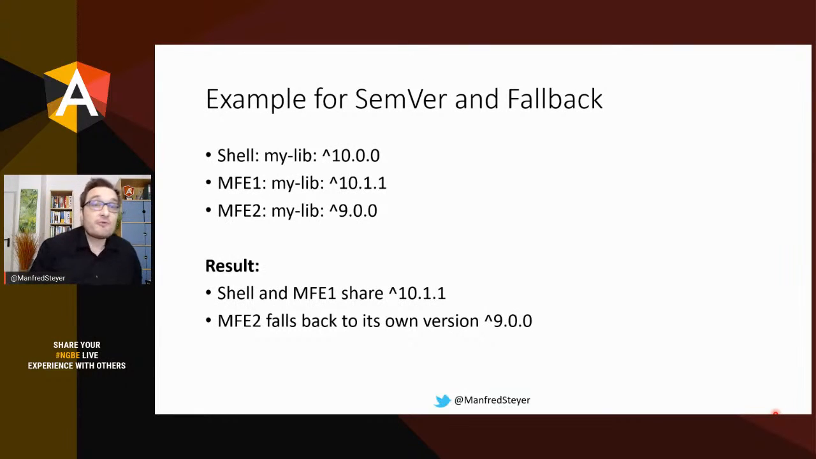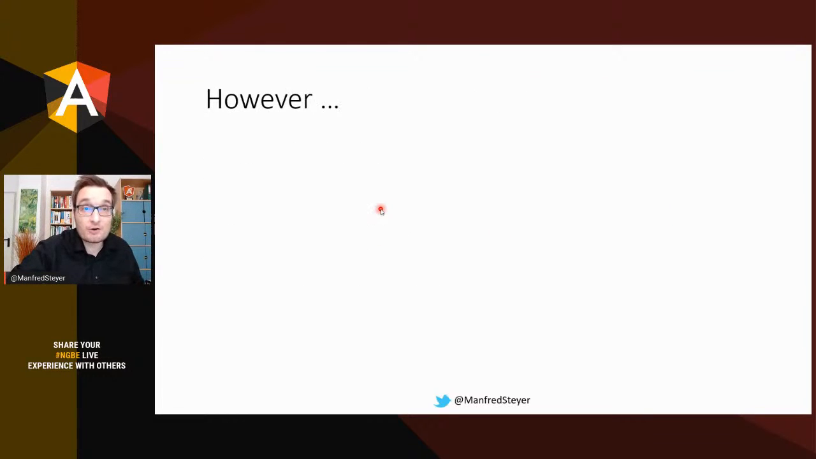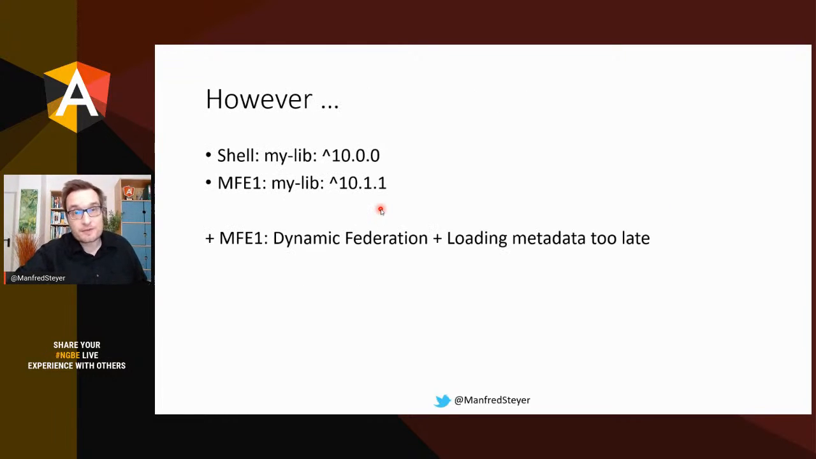This is the case if we have all the metadata upfront, so we can negotiate here. But now let's assume the same scenario, but now we are using dynamic federation and we are loading the metadata far too late. That means the metadata of the micro frontend is not available when the negotiation happens, during the start of the shell. So the shell does not know that there is a higher compatible version, and so the shell will decide for Angular 10.